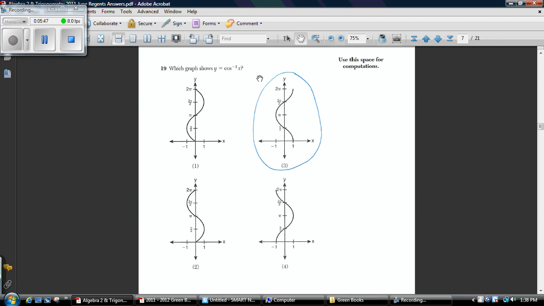Which one shows the cos inverse? Well, it's this one right here. This one right here is the cos inverse. This is one of those things that you really should memorize, but you could use your calculator if you wanted to try and just find out which one of them matched the picture in the calculator the best.